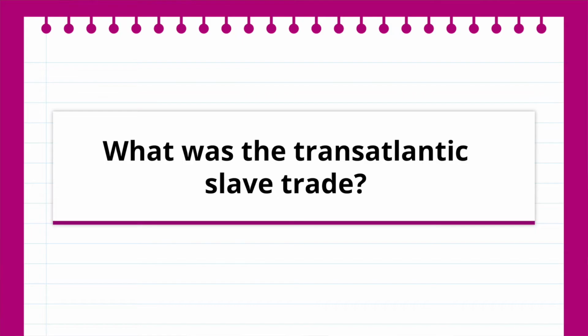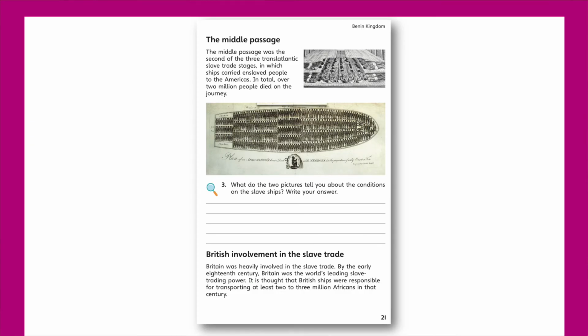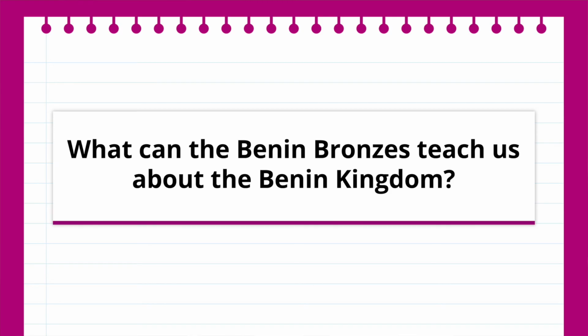Lesson 4 asks, what was the transatlantic slave trade? Pupils will learn about how the trading relationship that began in the 15th century grew into the enforced transportation of millions of enslaved Africans. Pupils will learn about the terrible conditions of the Middle Passage and the millions of lives that were lost during the journey. Britain's role in the slave trade will also be examined, and the enduring impact on both Western countries and African nations.